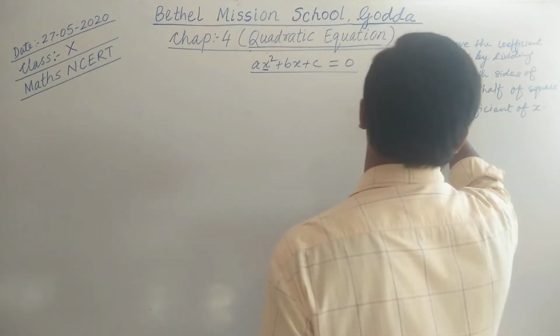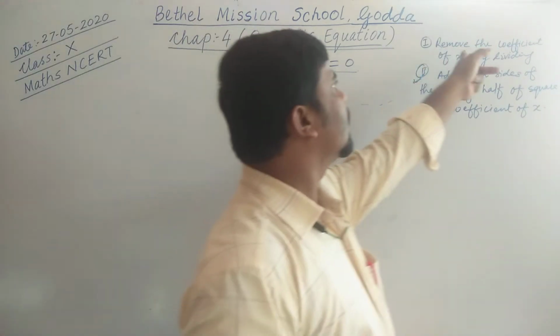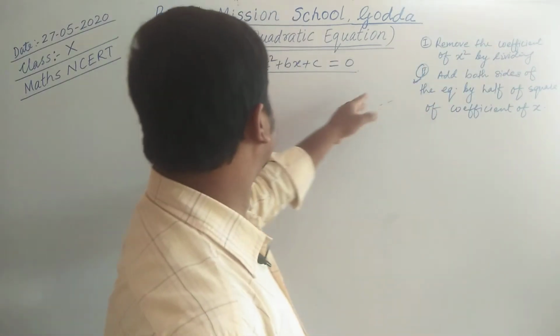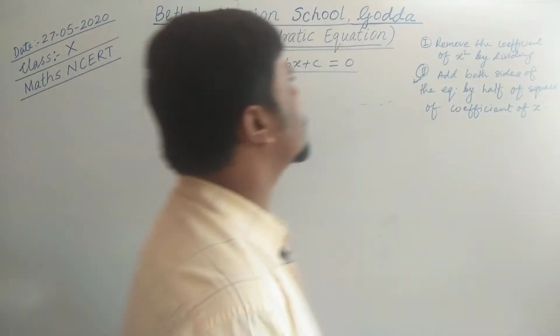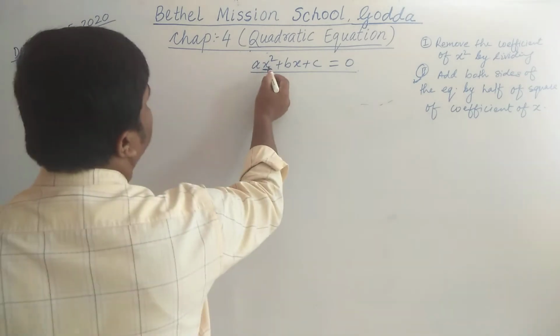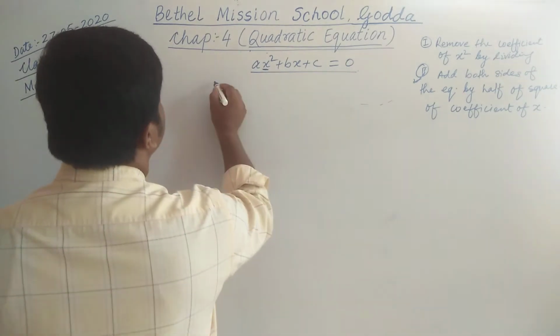So I think the second one, this time you are not understanding, but the first one is to remove the coefficient of x square. This we will understand after using the first one. Remove the coefficient of x square by dividing. The coefficient of x square is a, so we will remove it by dividing.